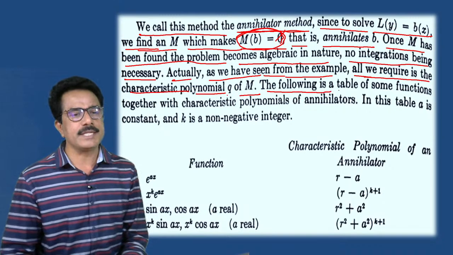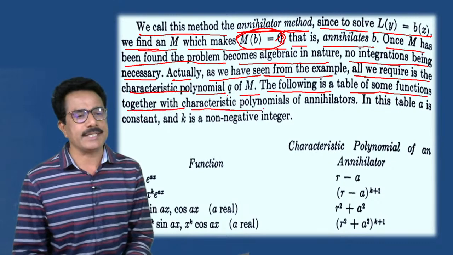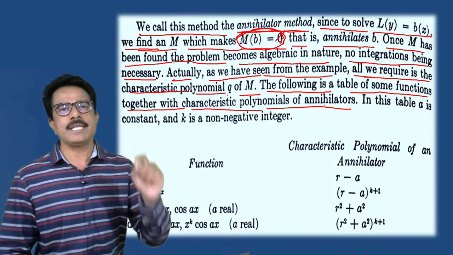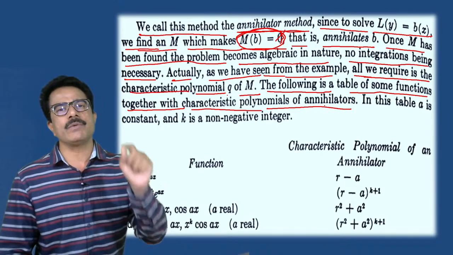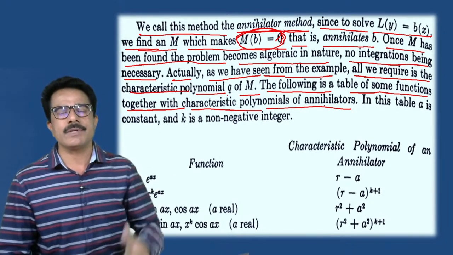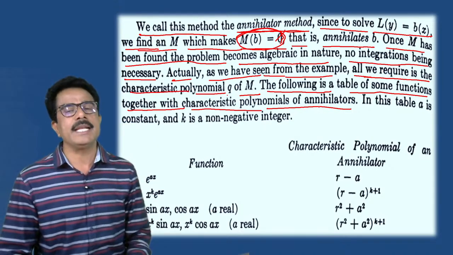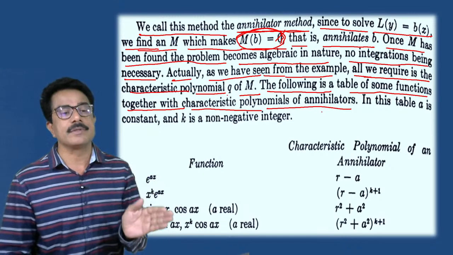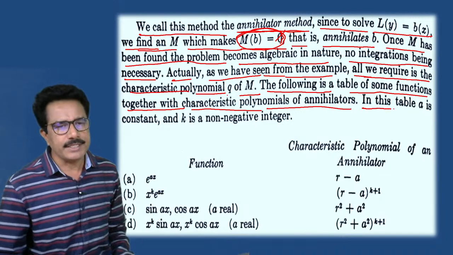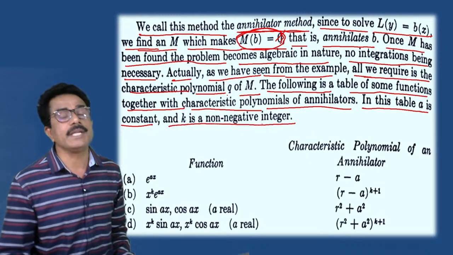The following is a table for some functions together with the characteristic polynomial of the annihilator. Now, how to convert this L of y equal to b of x in the form of M of b equal to 0? This conversion method is called the annihilator method. To do this conversion we require a particular table for the adjustment. In this table, a is a constant and k is a non-negative integer.